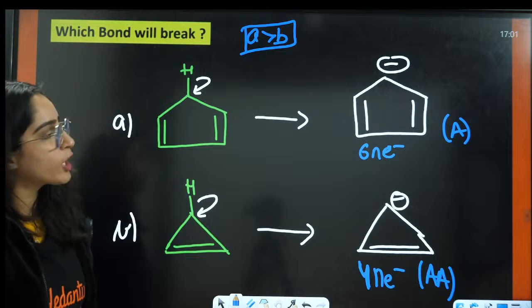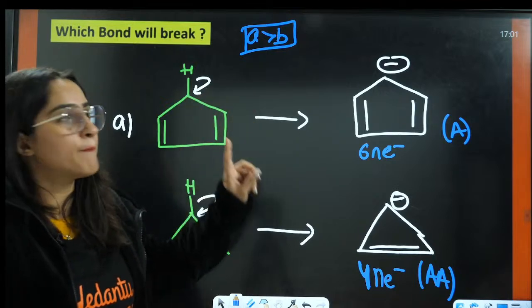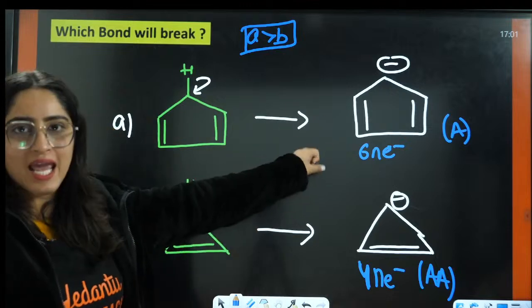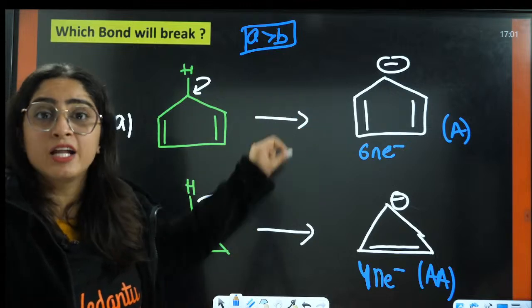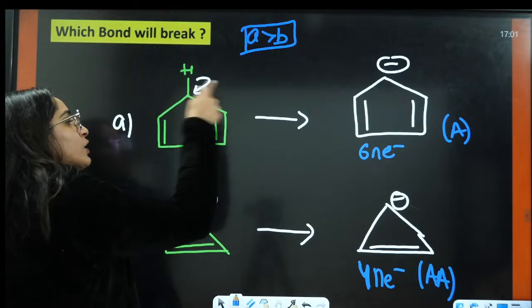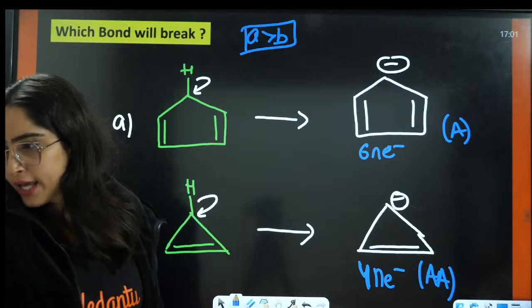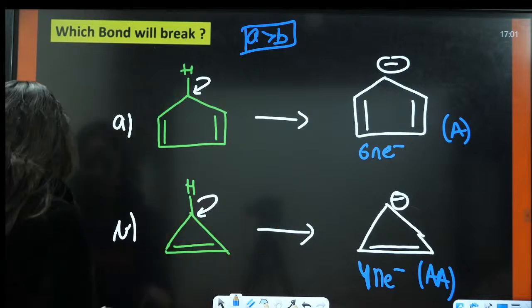Understood? If we are talking about these kind of compounds, A will be faster as compared to B because in A you have aromatic and in B you have anti-aromatic. So if the bond wants to cleave, then it will go to the aromatic rather than the anti-aromatic. Okay? Now, let us see one another thing.